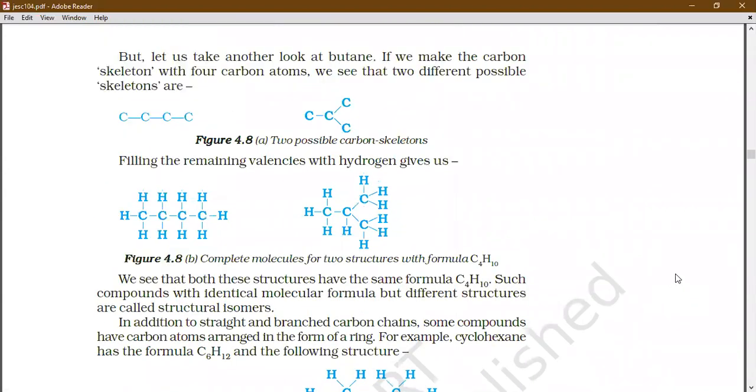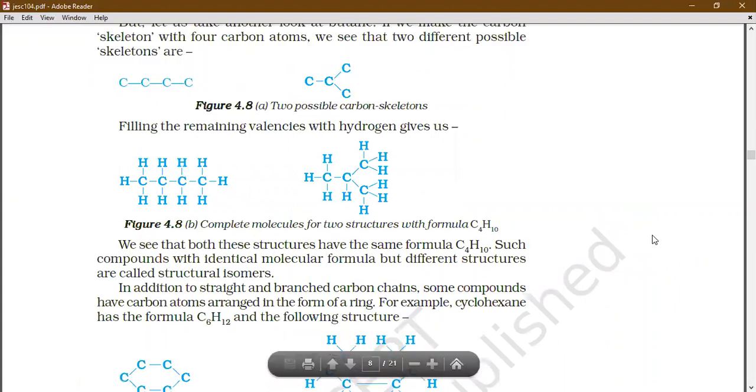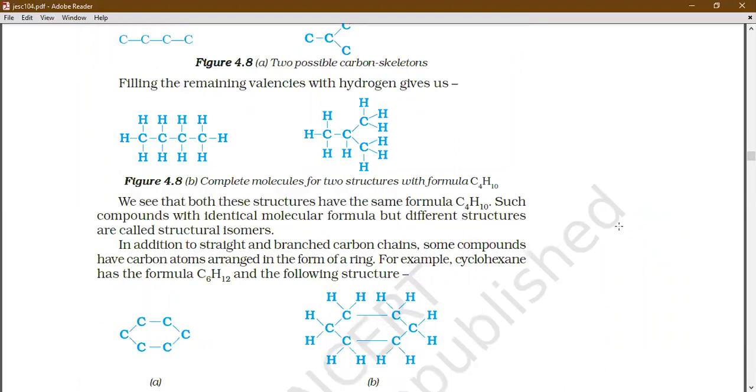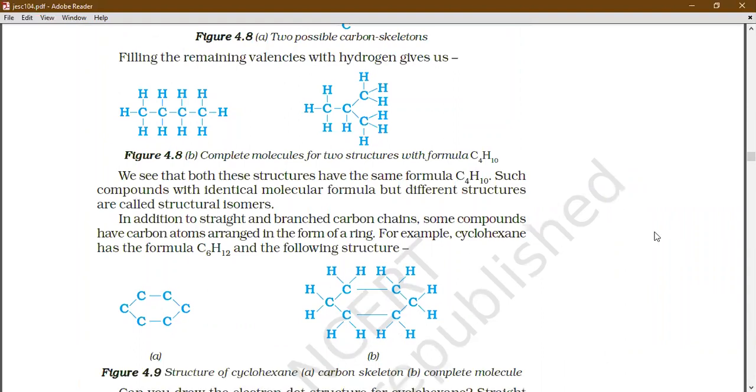But let us take another look at butane. If we make the carbon skeleton with 4 carbon atoms, we see that 2 different possible skeletons are there. Filling the remaining valencies with hydrogen gives us figure 4.8a and figure 4.8b. We see that both these structures have the same formula C4H10. Such compounds with identical molecular formula but different structures are called structural isomers.